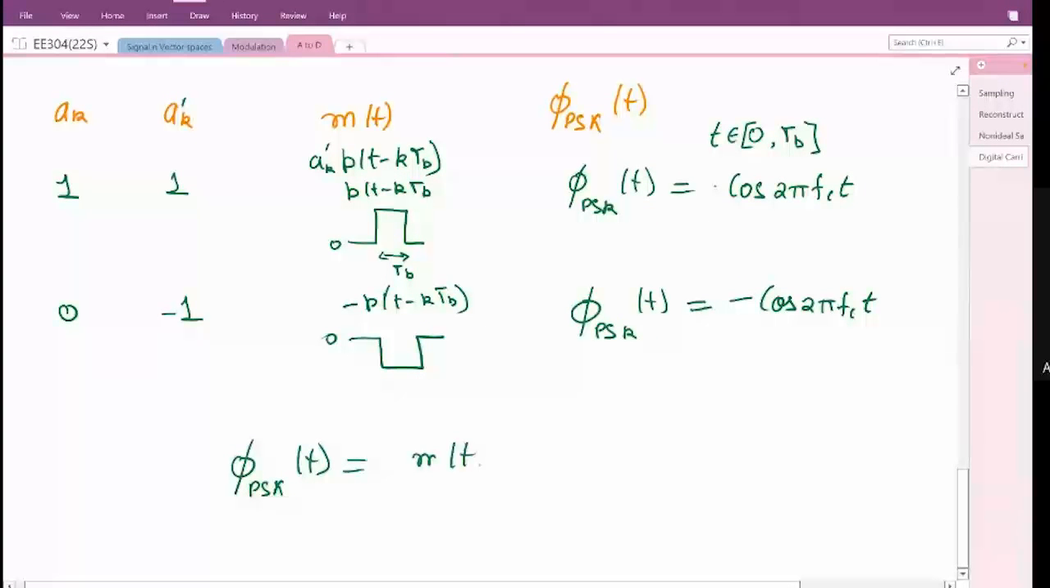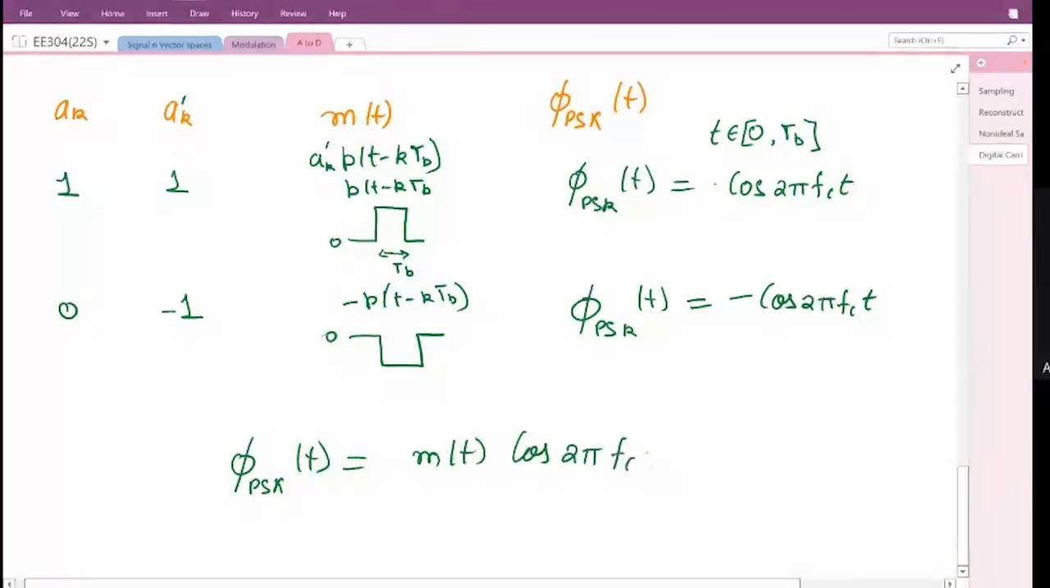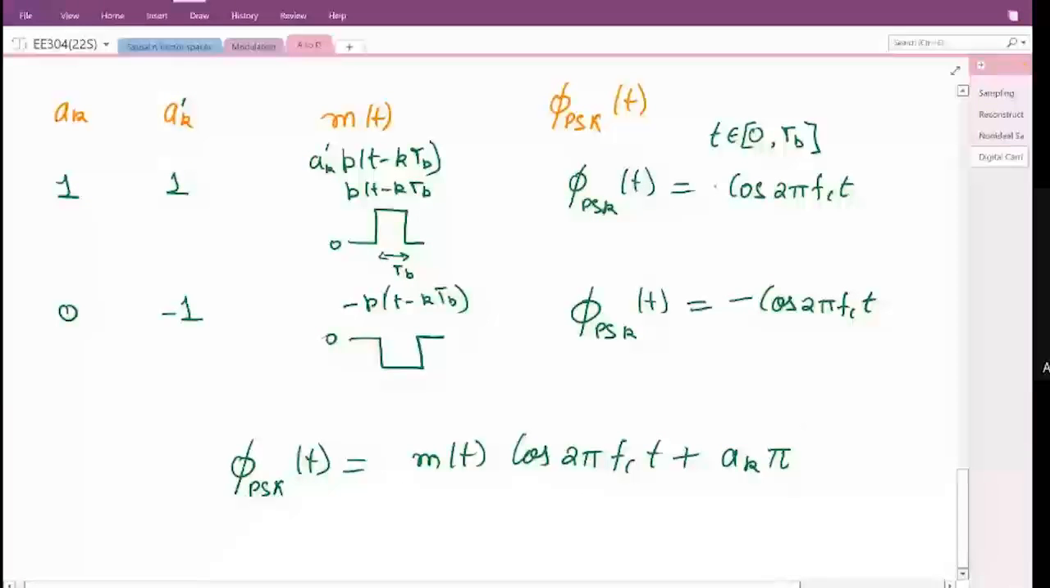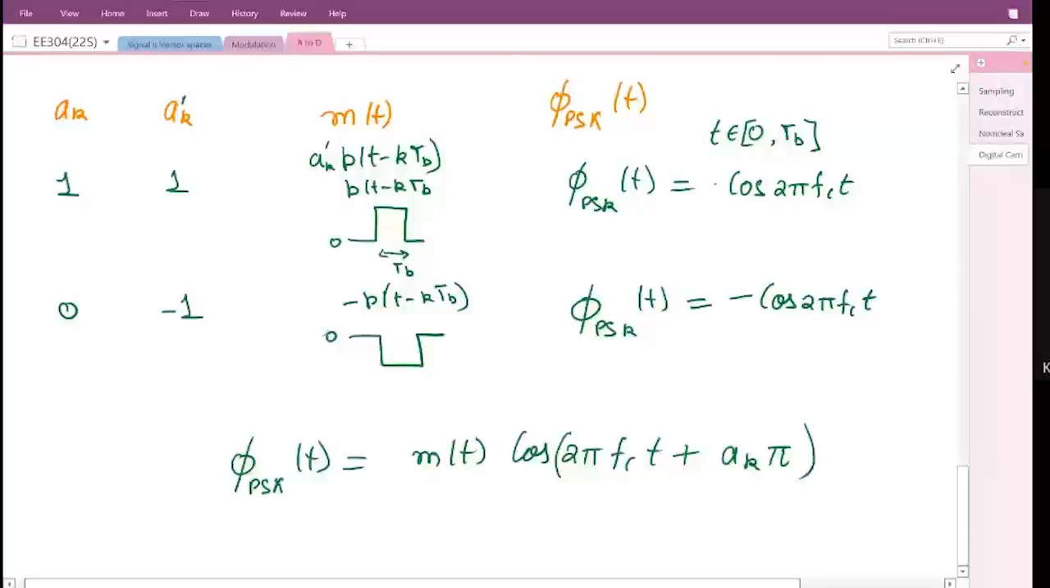MT with the message signal, and then we should have cos 2 pi FCT, and then we should have added this phase plus minus pi based on AK. So we could have said this AK times pi. Can we say it like this? Yes, sir. We can say it like this with appropriate. So what will this do? If there is a plus 1, then there is going to be a phase change of pi, and if this is 0, then there is no phase change.